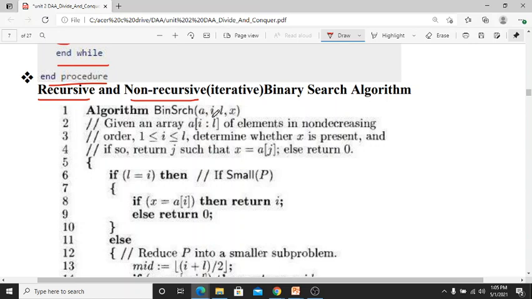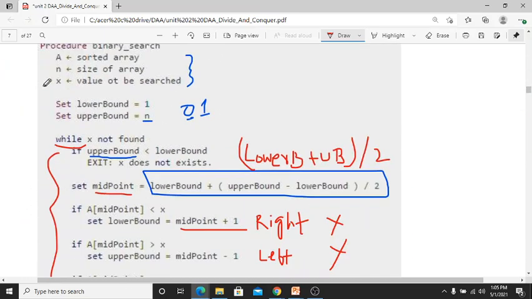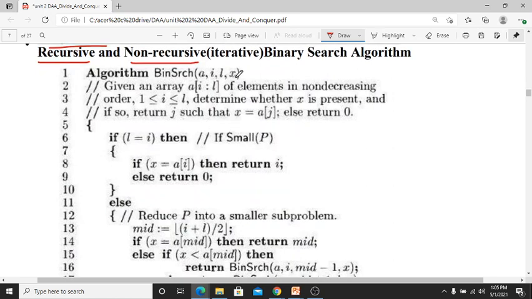A is an array, I is initial, L is the number of elements, the size, we can say, and X is whatever you are searching. Given array A of I, small i to capital I, of elements in non-decreasing order, 1 less than or equal to I less than or equal to L, determine whether X is present, and if so return J such that X equals A of J, else return 0. Okay, so this is recursive, it will call itself.